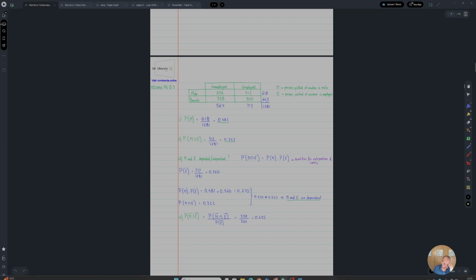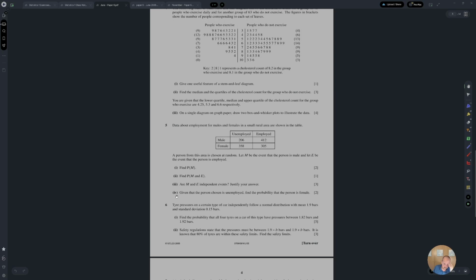Okay? Last question is, given that the person chosen is unemployed, find the probability that the person is a female. All right? They represented M as the event in which the person is a male, so I'm not going to put an F here. I just put M dash to represent female.